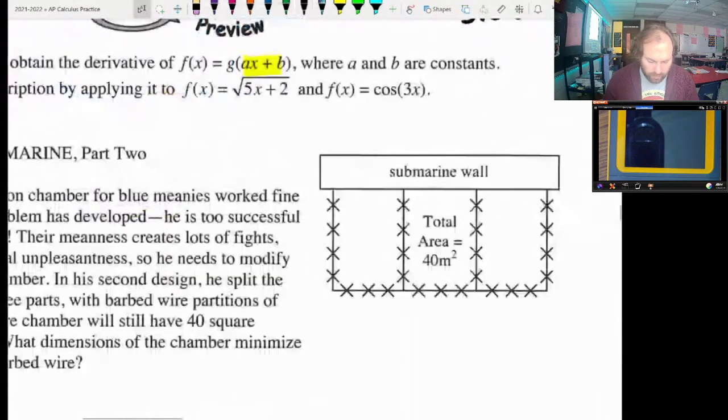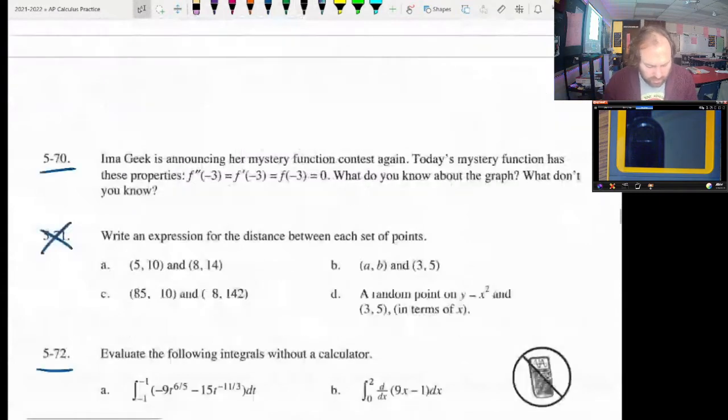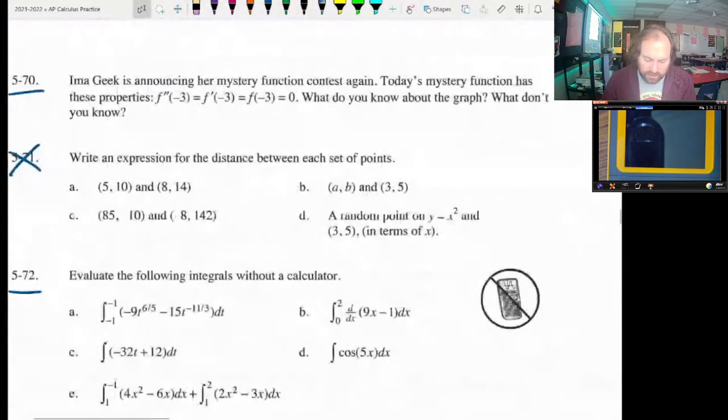Okay, let's not worry about optimization since we're not going to worry about it. 570, I'm a Geek is announcing her mystery function contest again. Today's mystery function has these properties: f double prime of negative 3 is the same as f prime of negative 3, which is the same as f of negative 3, which is 0.